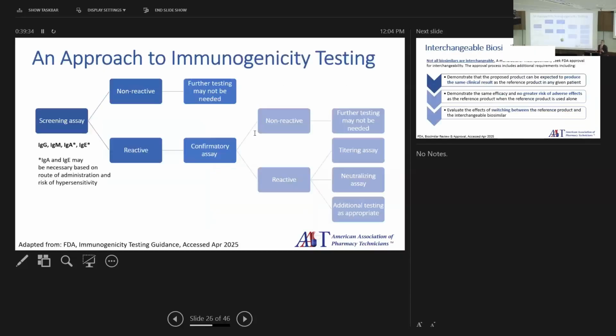So this is sort of the approach to immunogenicity testing. They'll begin with a screening assay where they screen for the presence of various antibody production when the biologic is produced. If that is non-reactive, then they don't need to do further tests. But if antibodies are produced, they'll do a second confirmation assay. And if that is still reactive, then they'll do a titering assay where they're just evaluating the strength of our immune response against that biosimilar.